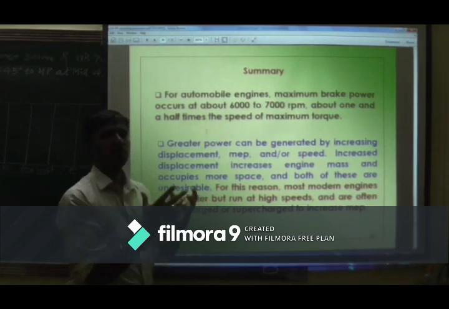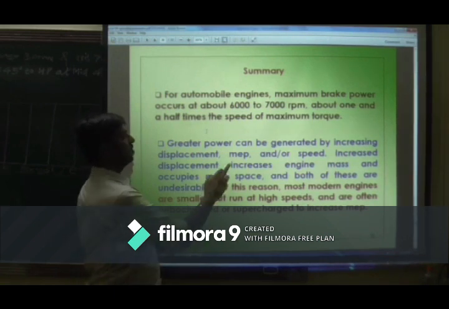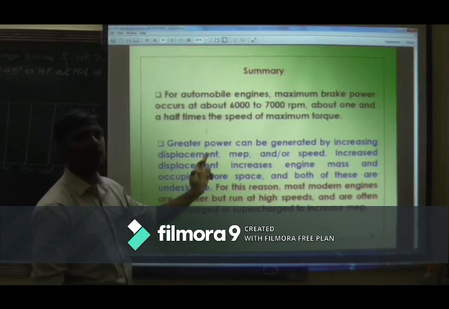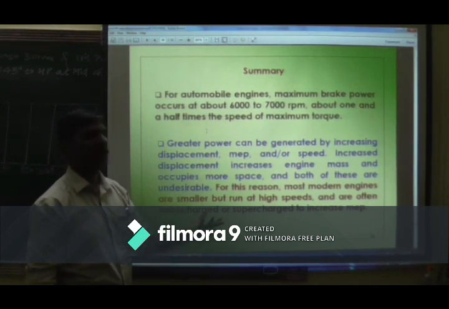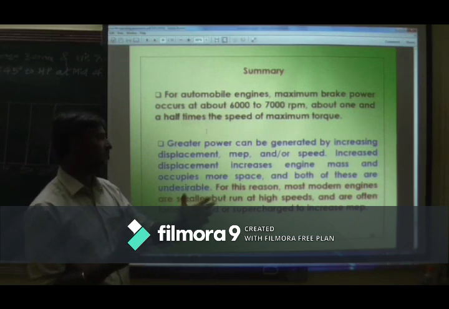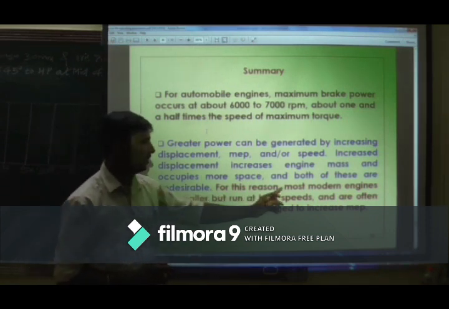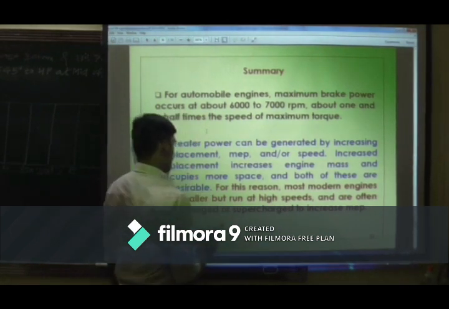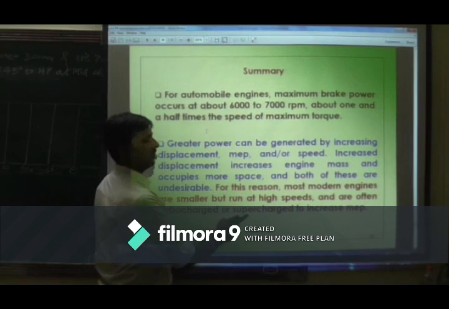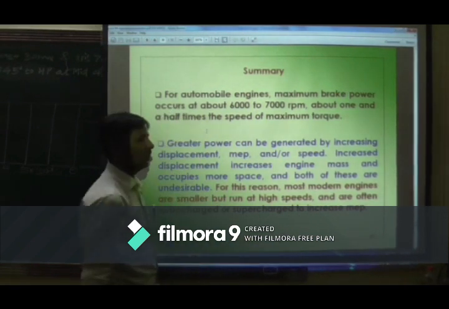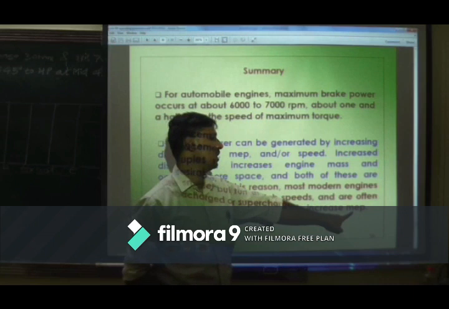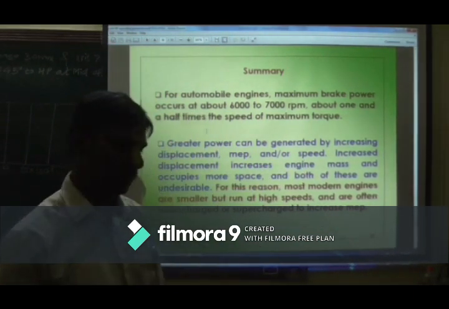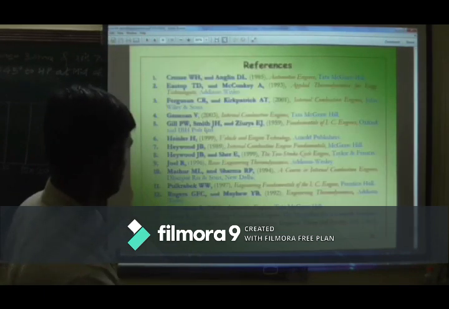So what are the parameters on which we have to work? We have to work on MEP, we have to work on speed. If we increase displacement, that will be a bigger size engine. Its production cost will increase, and our overall vehicle cost will be higher in that case. For this reason, most modern engines are smaller but run at high speeds and are often turbocharged or supercharged to increase MEP. So what is our focus? Our focus is to increase MEP and to increase speed. So these two parameters we have to research. So thank you.